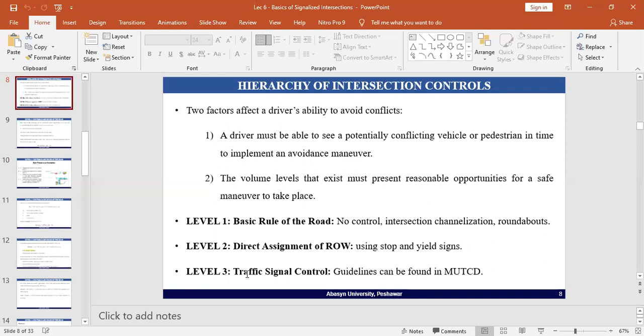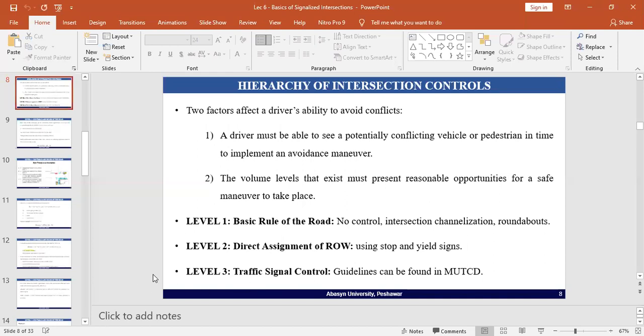Even if you have a mature society, you may still have to use traffic signal control, because if the traffic volume is greater, you will have to go towards traffic signal control. But what I said about a mature society, which contains people who have high morals and discipline, is that if the traffic volume is minimal, you can very much safely use this level one basic rule of the road.